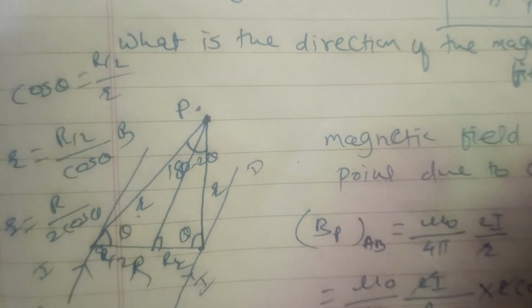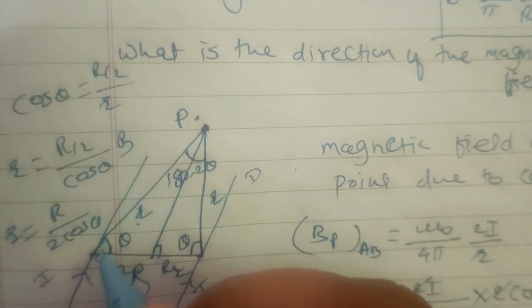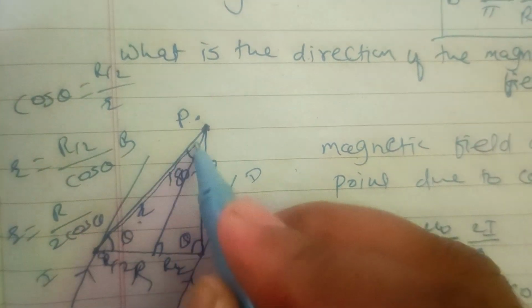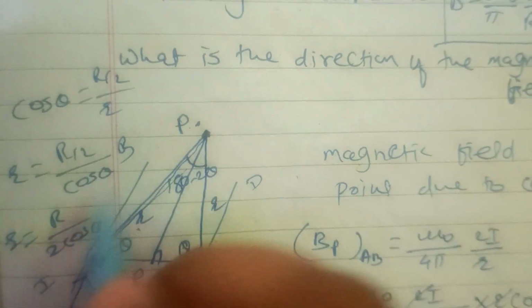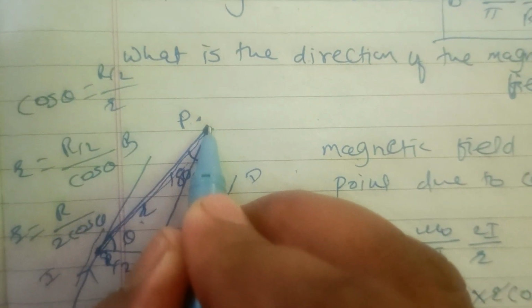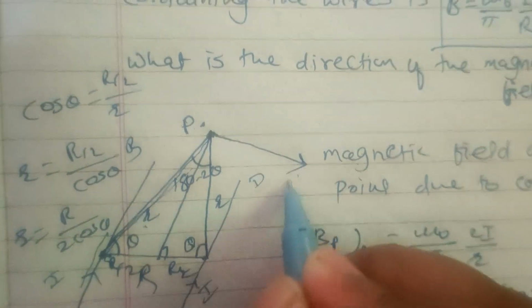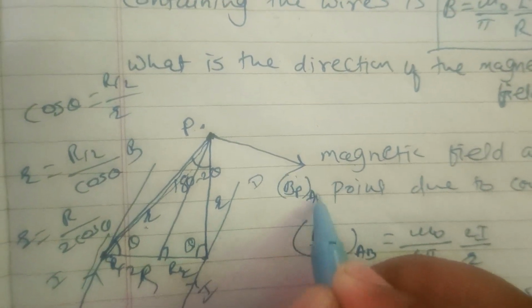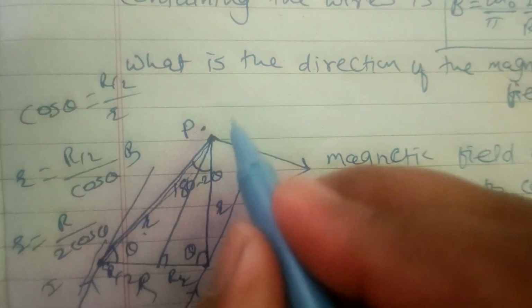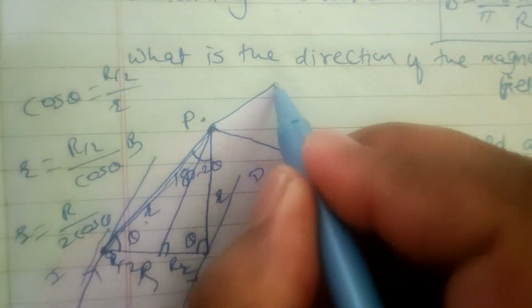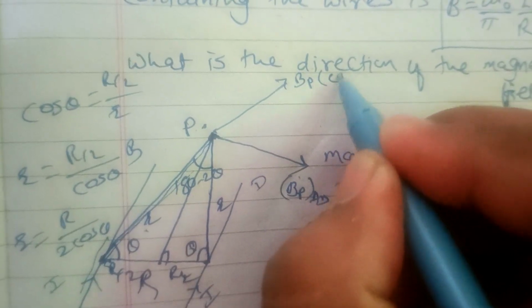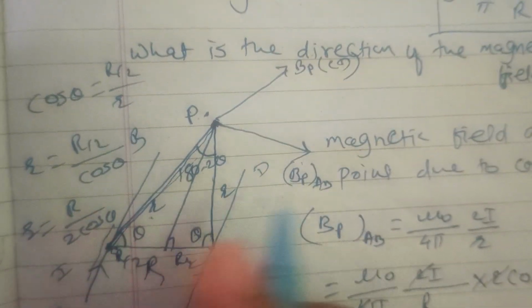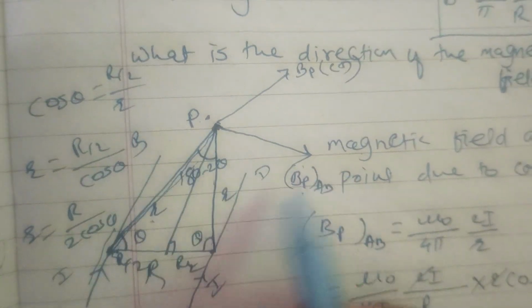Now to find the direction: the magnetic field due to this current, with this r, is perpendicular to both. So we draw a perpendicular, which is the magnetic field at P due to wire AB, and from this we draw a perpendicular, which is the magnetic field at P due to wire CD. This is the direction; this is perpendicular to this, and this is perpendicular to that.